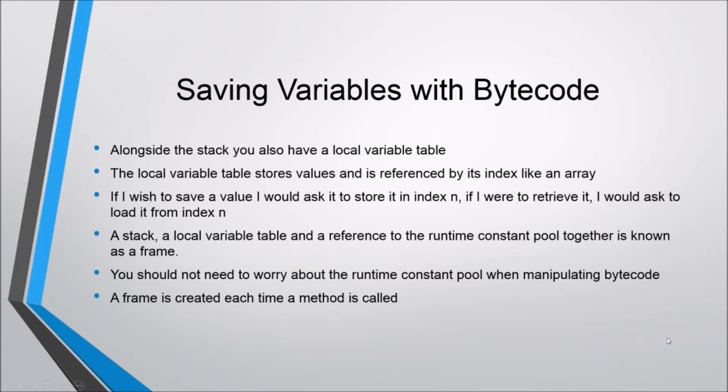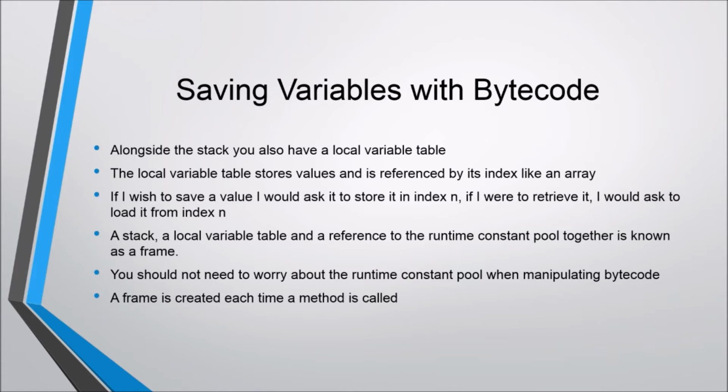So we save these variables in a local variable table. The local variable table stores values and is referenced by its index, similar to an array. If I wish to save a value, I would ask it to store it in index n, but I'd need to have the value that I'm storing on the top of the stack. If I want to retrieve it from the local variable table and put it onto the stack, then I would ask to load it from index n from the local variable table.